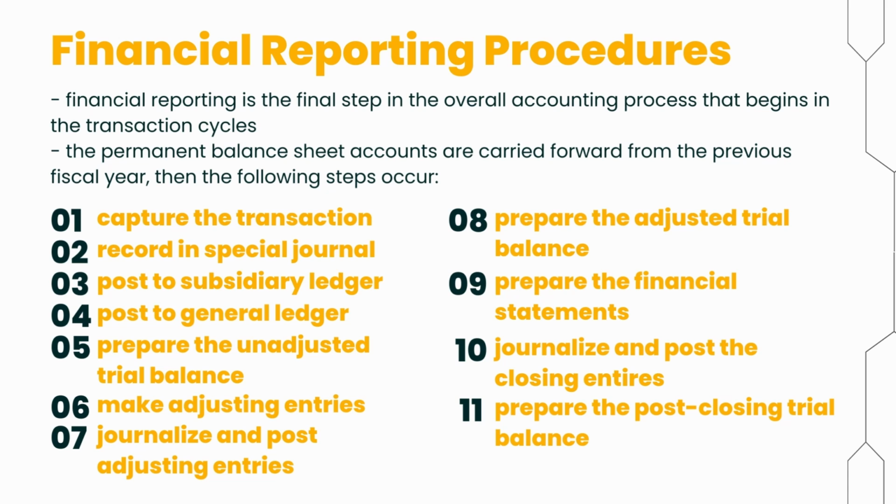6. Make adjusting entries. Adjusting entries are made to the worksheet to correct errors and to reflect unrecorded transactions during the period, such as depreciation. 7. Journalize and post adjusting entries. Journal vouchers for the adjusting entries are prepared and posted to the appropriate accounts in the general ledger.